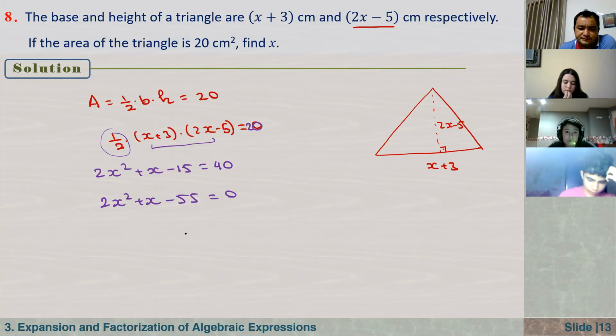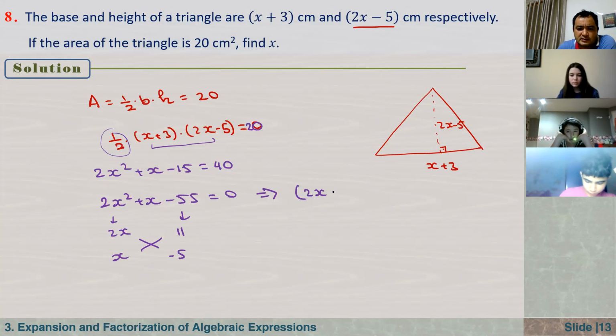That's equal to 0. So here we have 2x times x. How about 55? Maybe 1 times 55 or 5 times 11, right? So we can just write it as 11 times 5. So this should be minus. Why is it fine? Because if you check, 2x times negative 5 is negative 10x, x times 11 is 11x, the sum is x, right? If it is wrong, then I can put minus in front of 11. So now it works. We can factorize it as 2x plus 11 and x minus 5, that's equal to 0.